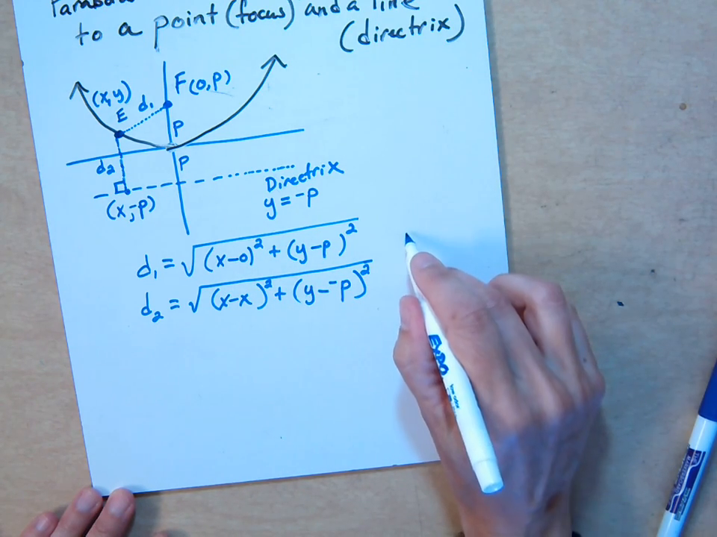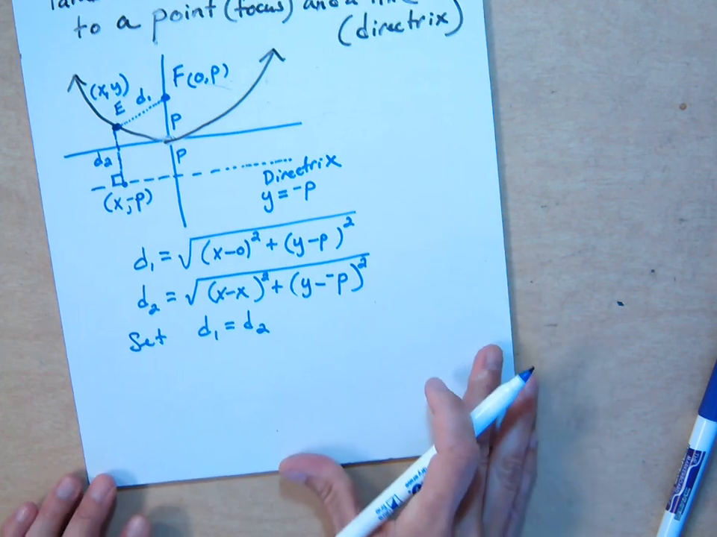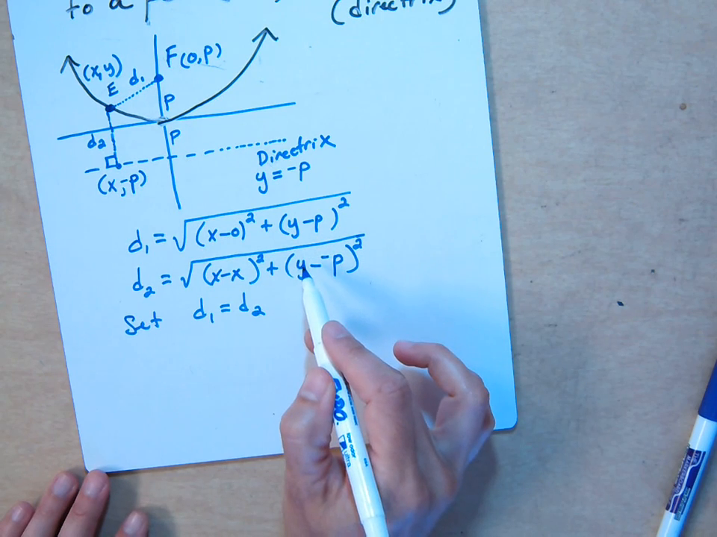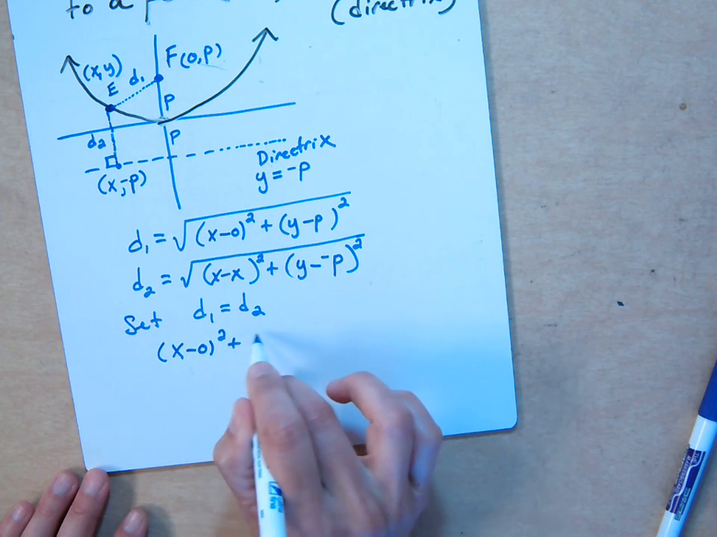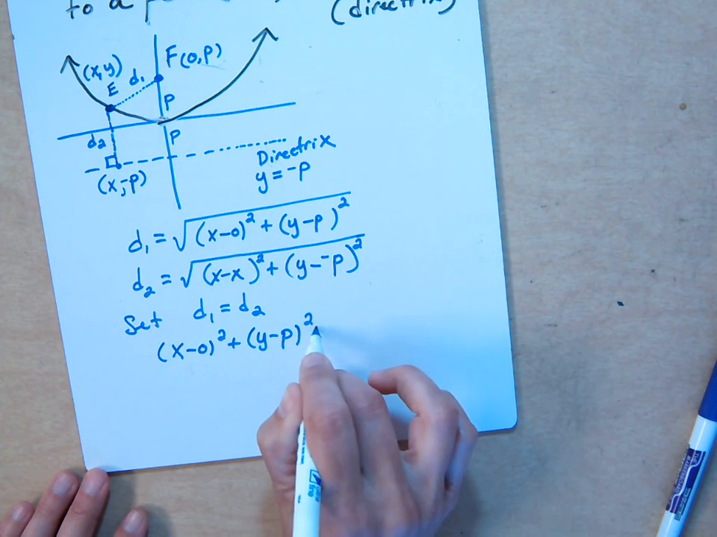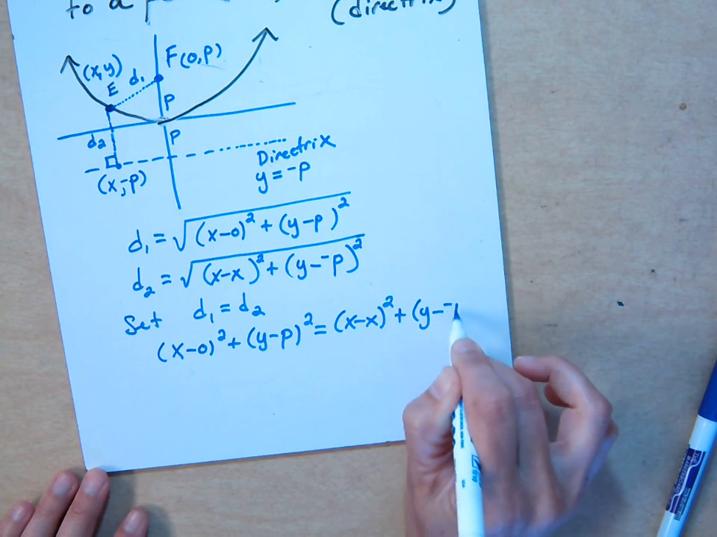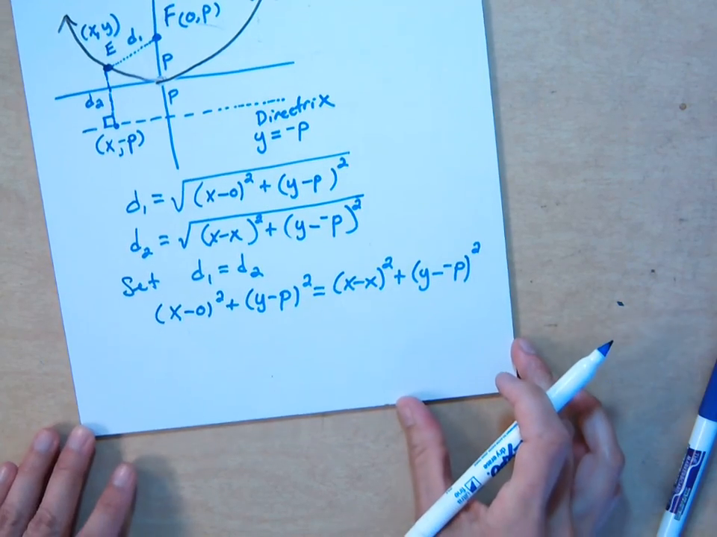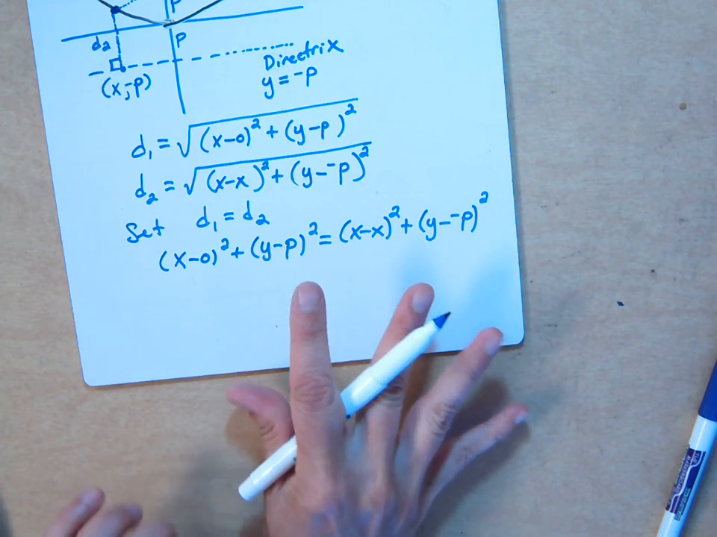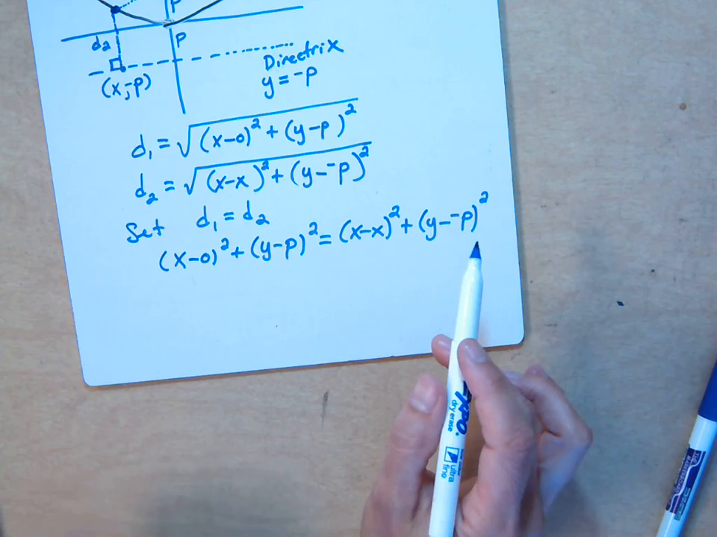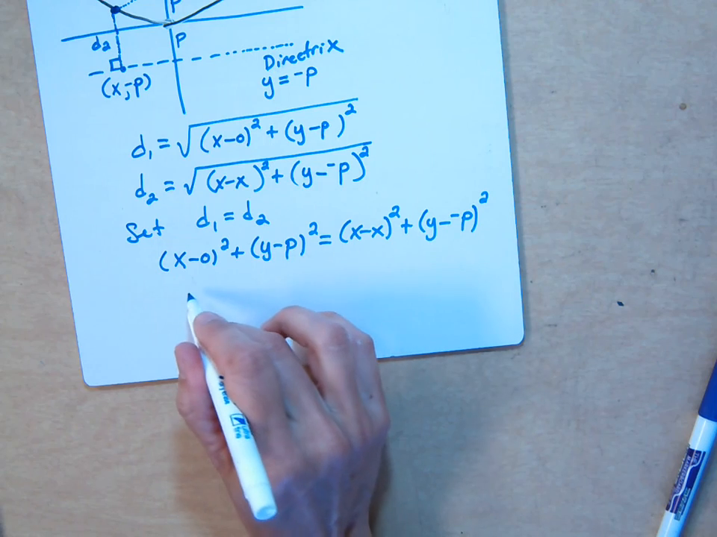So we're going to set d1 equal to d2 because they're the same, and square both sides. The radicals will disappear and you'll get x minus 0 squared plus y minus p squared equals x minus x squared plus y minus negative p squared. This is going to simplify really nicely down into the equation for the parabola that we're going to be using. So this is just x squared, right? x minus 0 squared is just x squared.